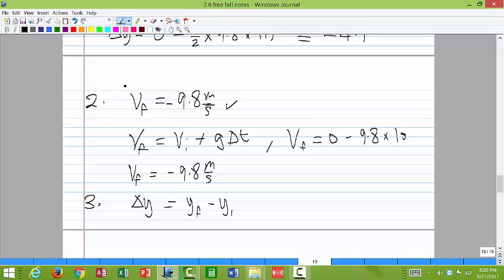Okay. In the next frame, let's look at the final velocity. Somebody told me the final velocity was negative 9.8 meters per second. So we use our formula v final equals v initial plus g delta t. Our final velocity is then equal to 0 minus 9.8 times 1, which is negative 9.8 meters per second. So that is correct. We'll put a check mark by that.